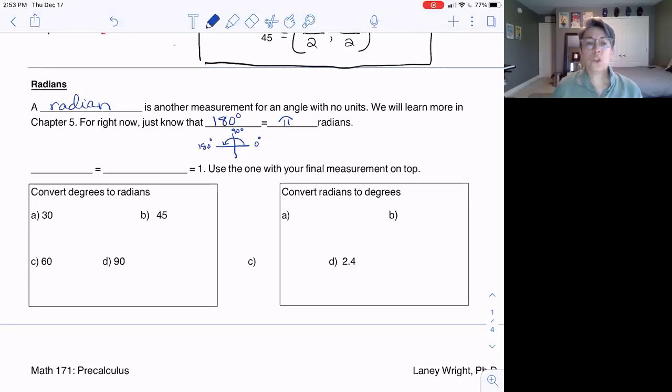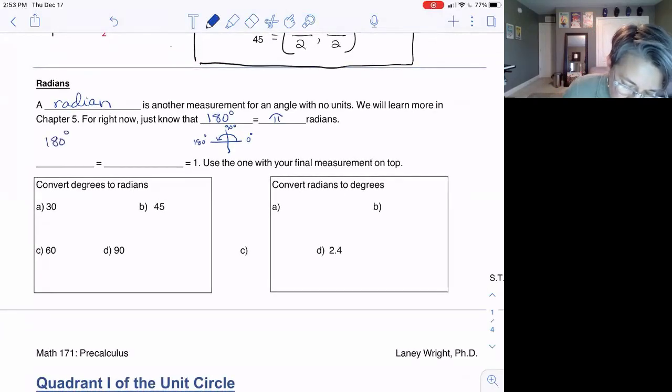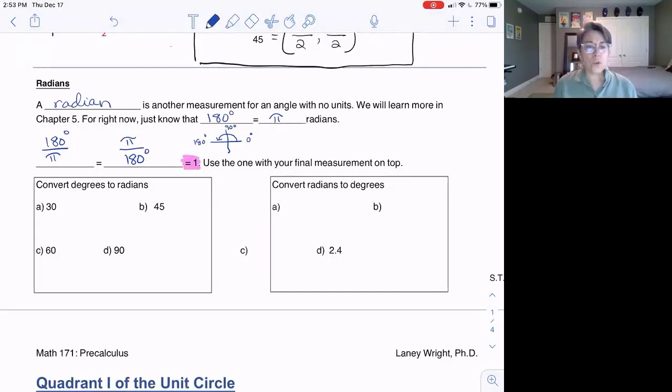So the fact that those two are equivalent, 180 degrees and pi radians, we can write them in a fraction form, either 180 degrees over pi or pi over 180 degrees. It doesn't matter. They are both equal to 1. So that means we can multiply any number by pi over 180 degrees or 180 degrees over pi and not change the value of that angle. In other words, we can convert from degrees to radians or from radians to degrees.